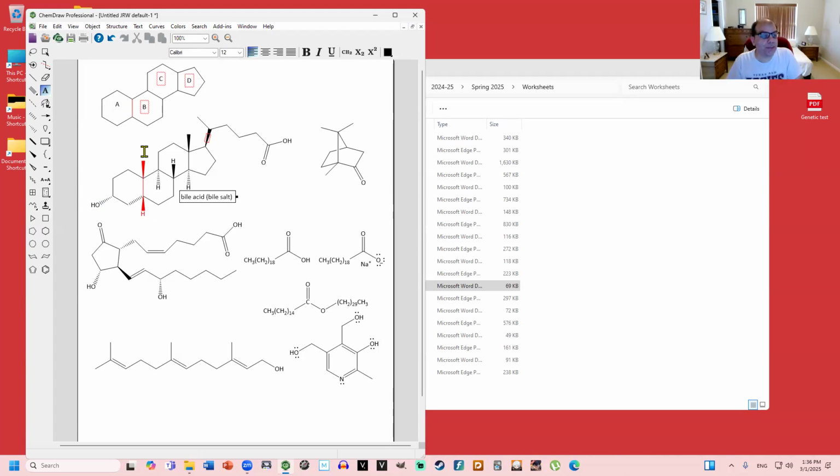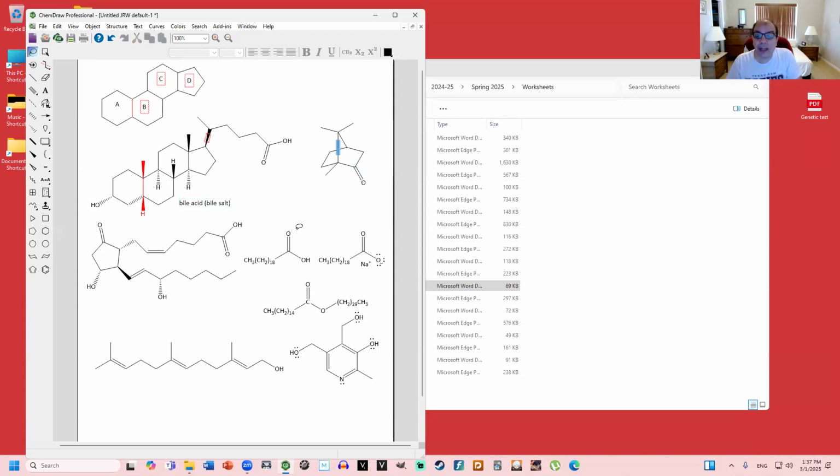Both terms are correct. So again, when you're given one of these tetracyclic structures, look at the ring junction between the A ring and the B ring first. If that ring junction is cis, you've got a bile salt. If it's not cis, then you've got something else. Could be a sex hormone or cholesterol or some other such thing like that.